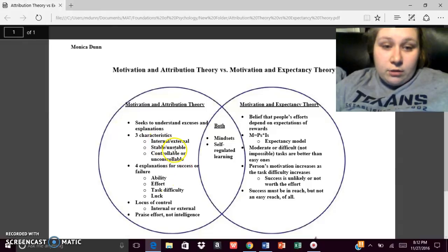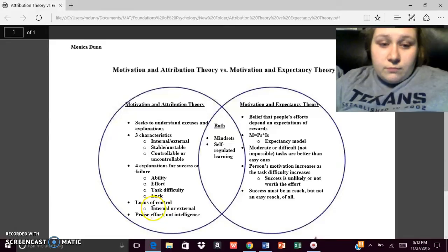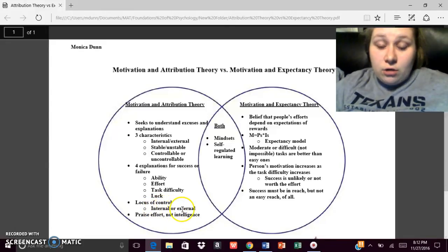Now, back to stable and unstable. Ability and task difficulty is under the stable characteristic. If a student is stable, they chalk a failure or success up to task difficulty or ability. If a student is unstable, then they chalk the failure up to effort or luck. Now, the locus of control is another important aspect of the motivation and attribution theory. And the locus of control can either be internal or external.